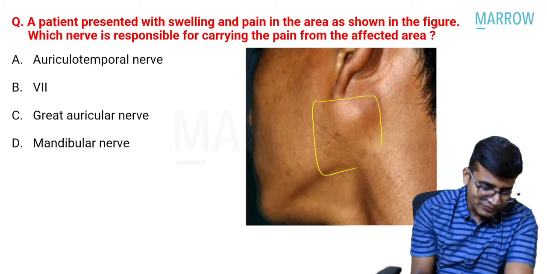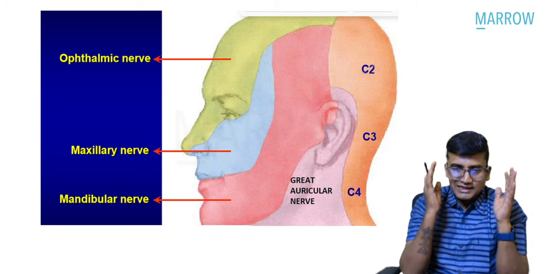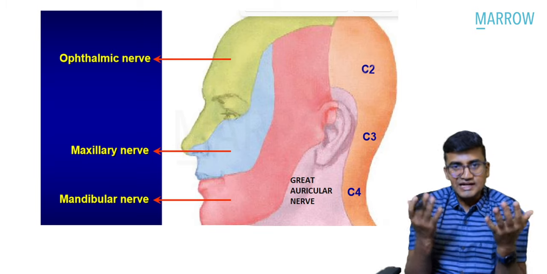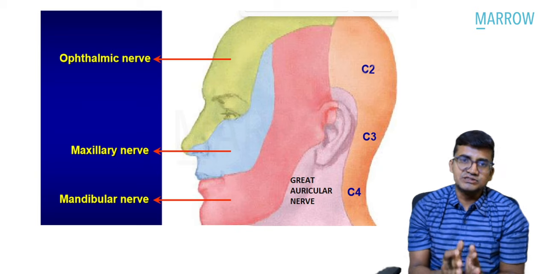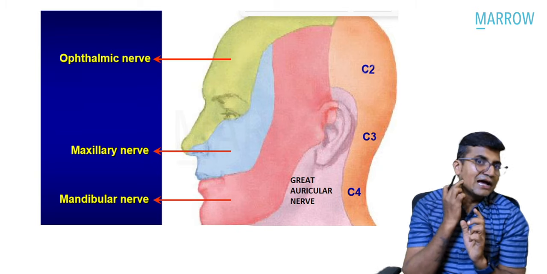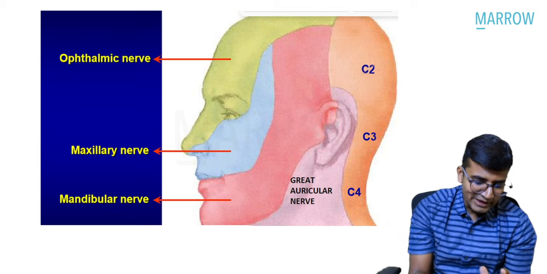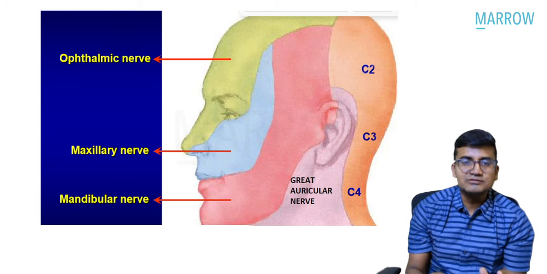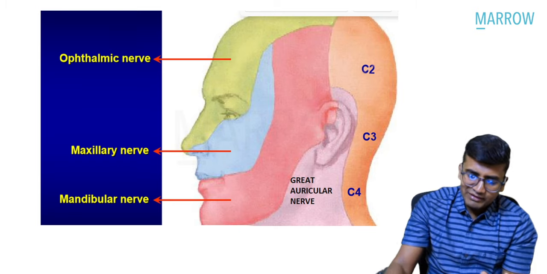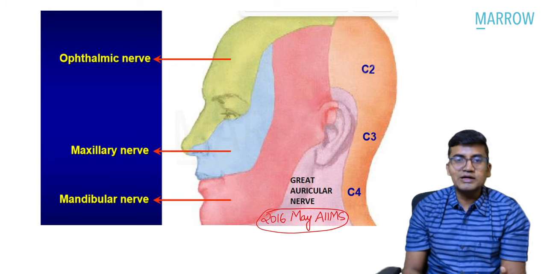Now see the diagram. The entire face sensory supply is by the trigeminal nerve, by its three divisions: ophthalmic, maxillary, mandibular, except the skin over the angle of the mandible. The skin over the angle of the mandible is supplied by our great auricular nerve. This is a direct question they gave in a very old AIIMS exam, the May 2016 AIIMS exam. Skin over the angle of the mandible is supplied by the great auricular nerve.